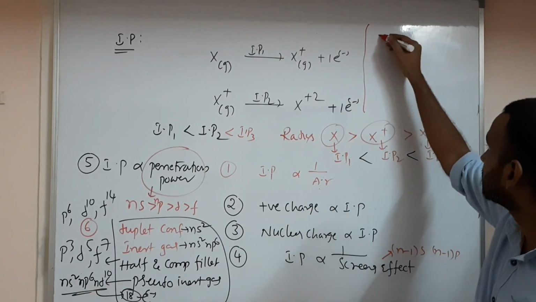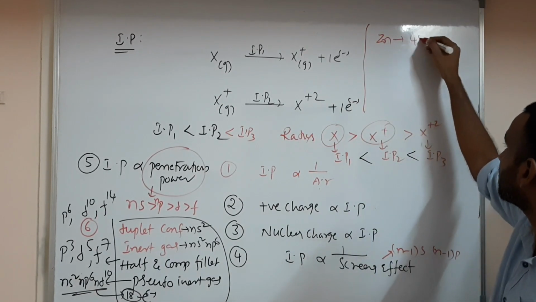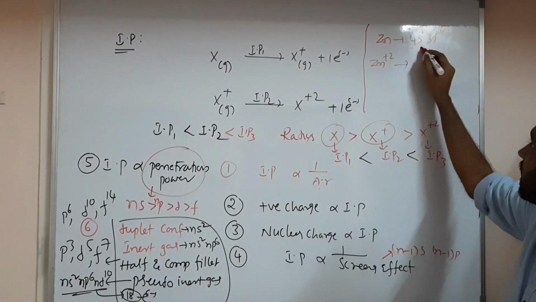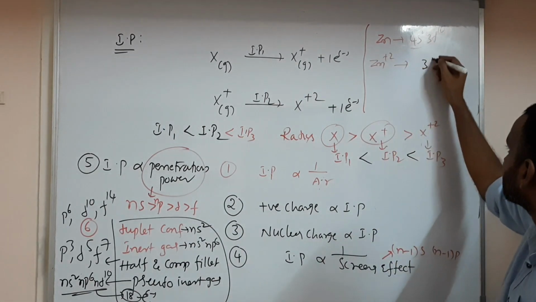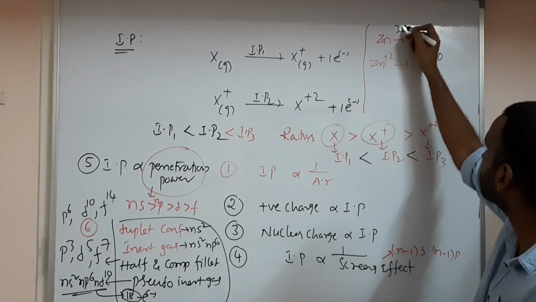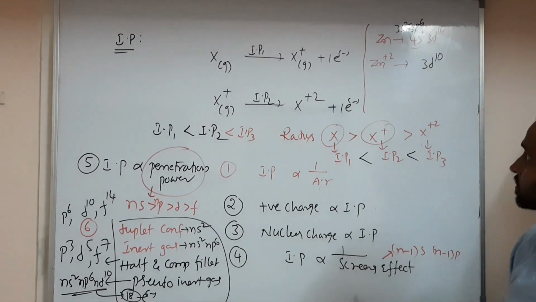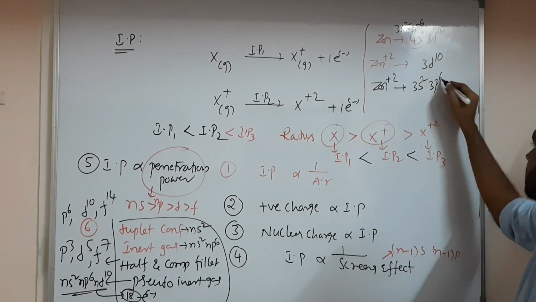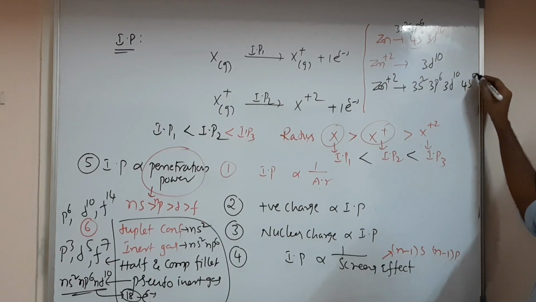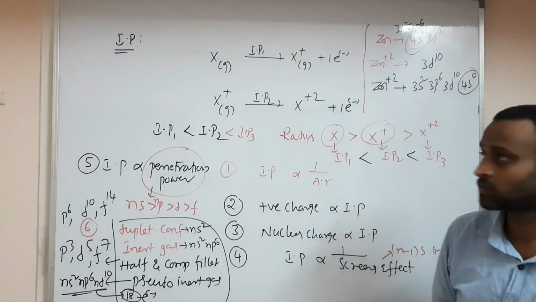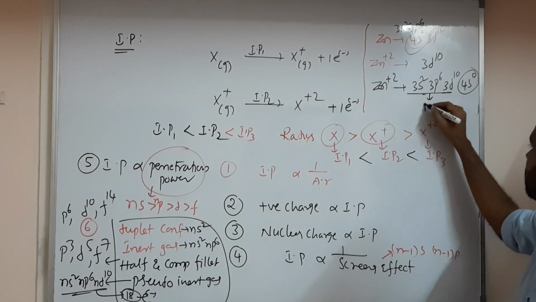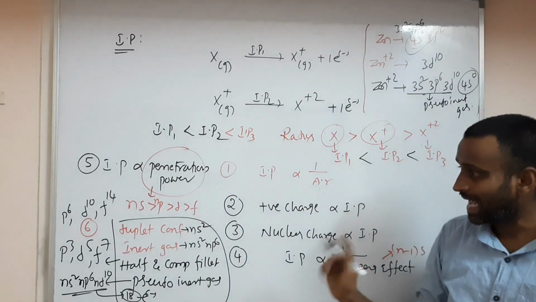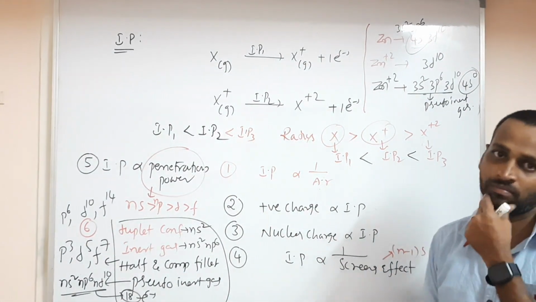Examples: zinc, Zn is 4s2, 3d10. For Zn2+ you have to remove 2 electrons from 4s, so you are left with 3d10. Before 4s, what do you have? 3s2, 3p6. So the Zn2+ configuration is 3s2, 3p6, 3d10, 4s0, because 2 electrons were removed. This is called pseudo inert gas configuration. Pseudo inert gas is also stable.